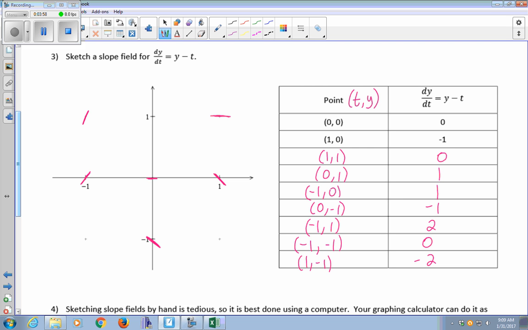So it's kind of steeper than my other one here. And negative 1, negative 1, my slope is 0. Put a flat one here. And at 1, negative 1, my slope is negative 2. Did I miss 0, 1? Slope is 1. There we go.